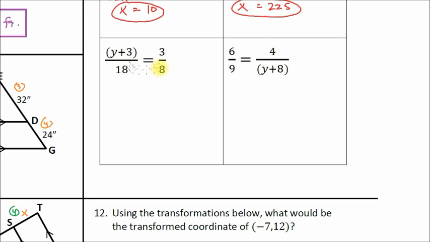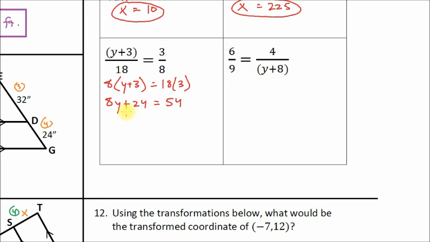Just cross multiply again. I'm going to put y plus 3 along with the 8. This is 8 times y plus 3, and that equals 18 times 3. Now we'll distribute. 8 times y is 8y. Let me write that a little bit neater. 8 times 3 is 24. 18 times 3 is 54. Now we're going to subtract 24 from both sides.